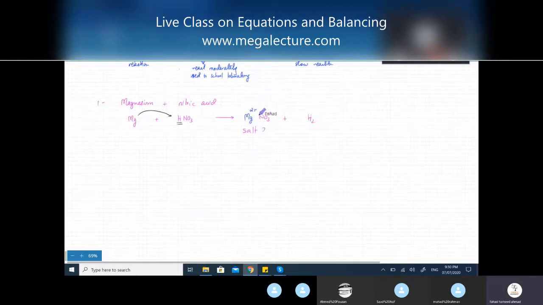Now, once you've done this, make the formula of the salt using crisscross. So it's going to be Mg, and NO3 would be twice. Because if you do crisscross, then that's the formula of the salt. So this is the salt that's going to be produced. And we can get rid of these arrows.